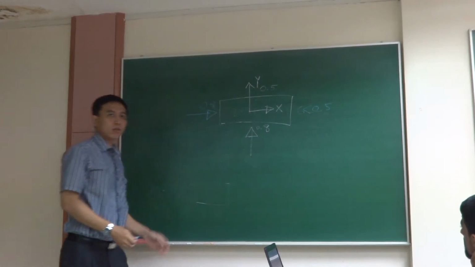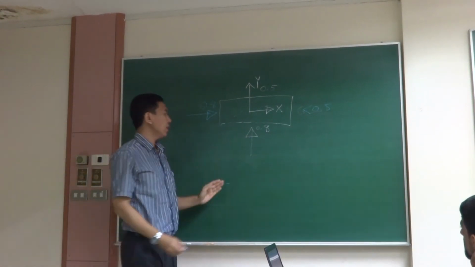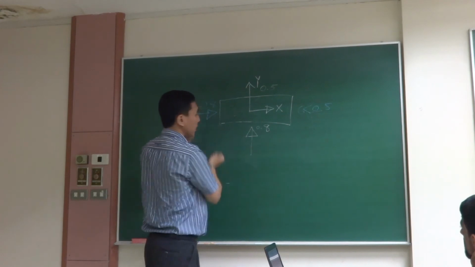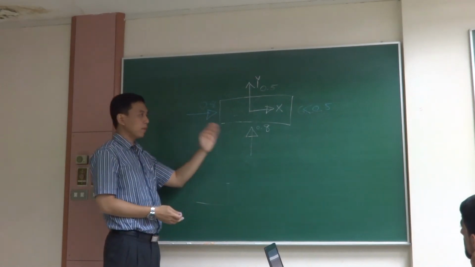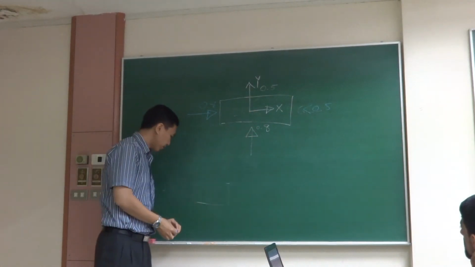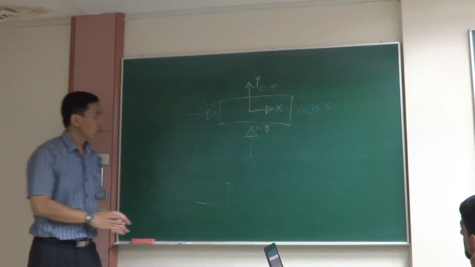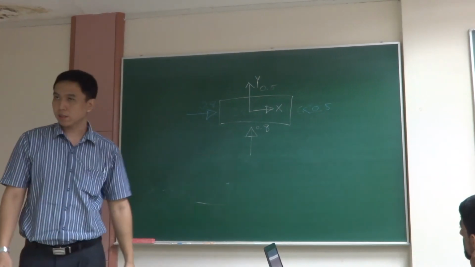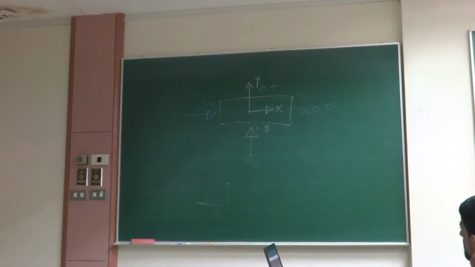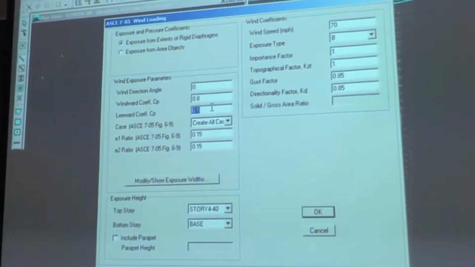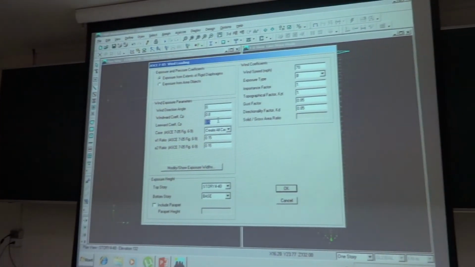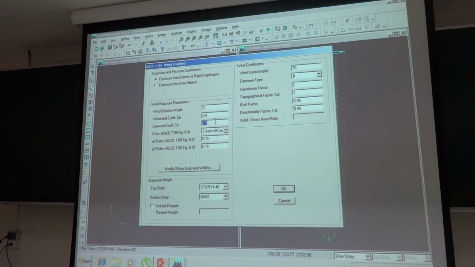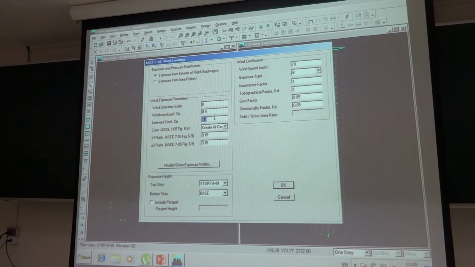Okay. So in ASCE, based on the L/B ratio, this leeward coefficient is varying. If the plan is square shape, okay, you just use 0.8 and 0.5. But if it is rectangular, you have to calculate the leeward coefficient.